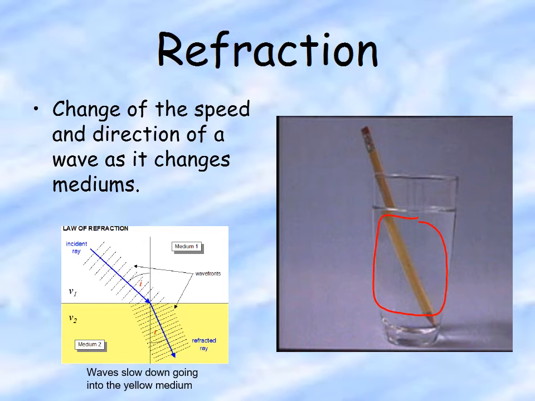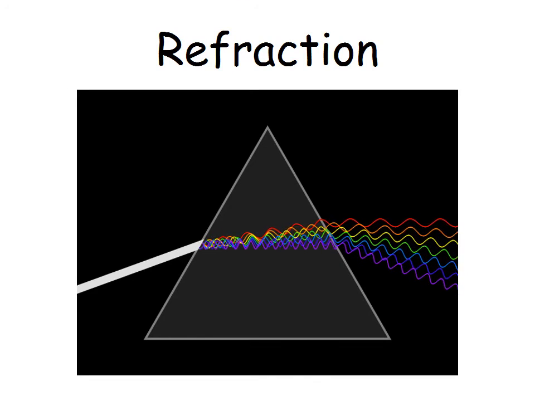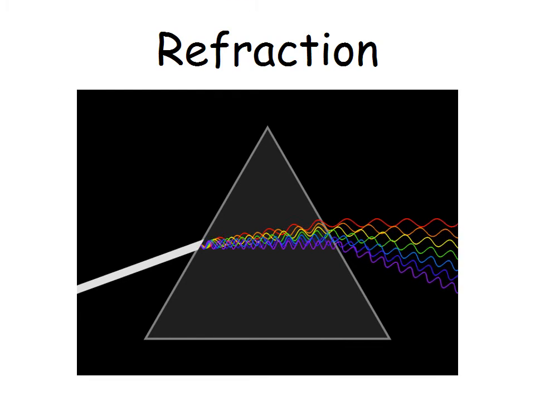Same thing if you ever have to scoop anything out of the deep end of the pool and you use the skimmer to get it out. You have to move a little bit more left or right than where you think it is, because the light waves are being refracted. Shining white light through a prism is another example of refraction.